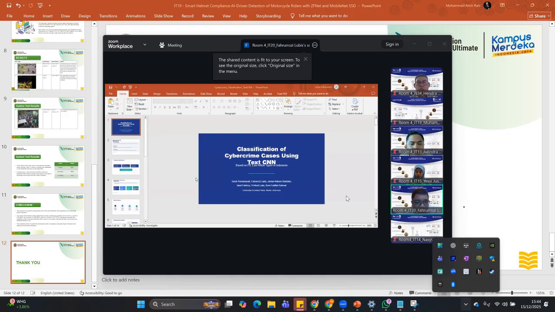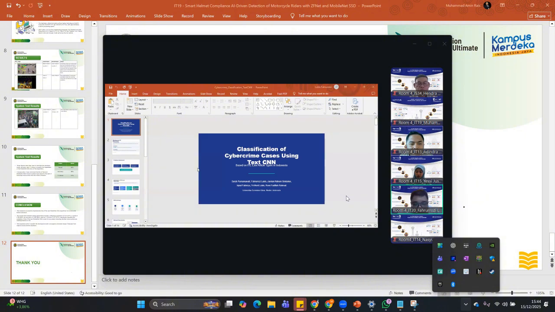My name is Farurozi Lubis. We are from Universitas Sumatera Utara, Medan. I have the privilege of presenting our research on classification of cybercrime cases based on type of ITE law article using text convolutional neural network.